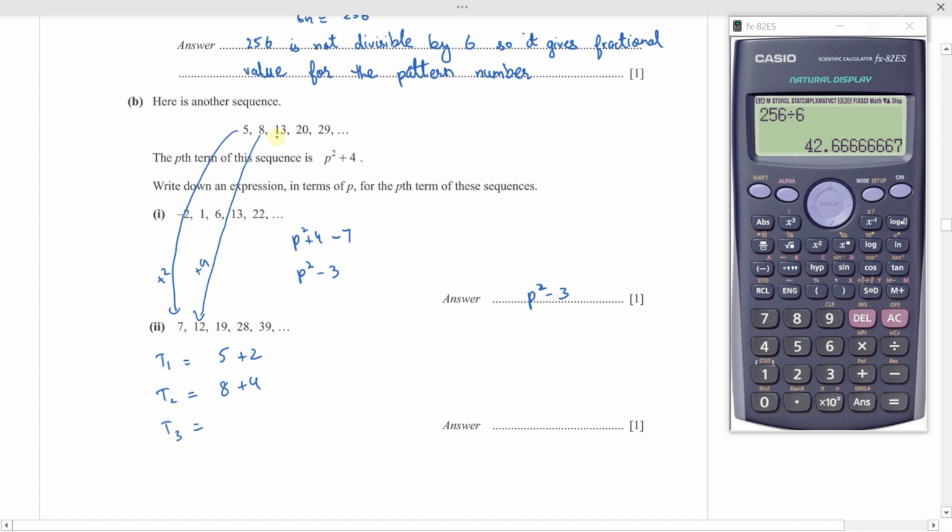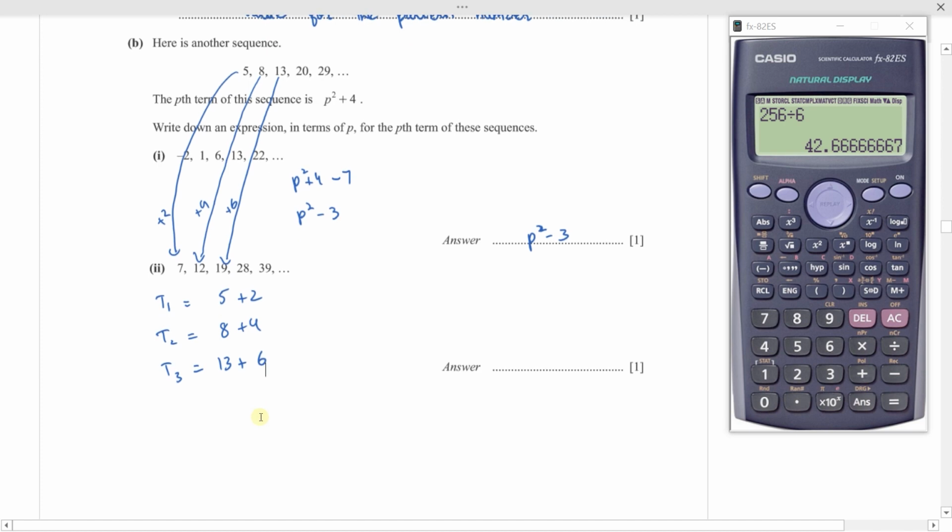Let's compare the third now. So now you are adding 6. So you have the third term here in this sequence, which is p square plus 4. You have 13, and then you add 6. And then let's look at the fourth term as well. So you're adding 8 now. So for the fourth term, you have 20 in the sequence that is given, and here you're adding 8 to get 28.